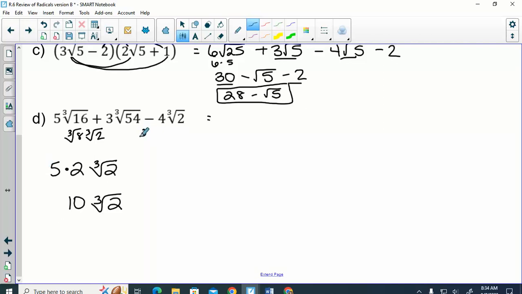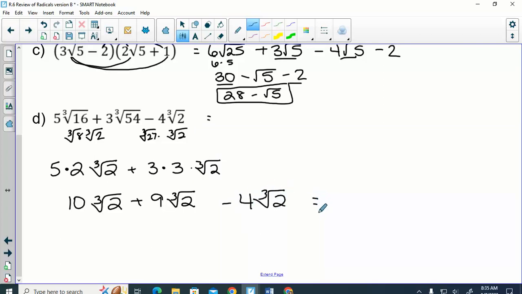Alright, cube root of 54. Can we break that down? 27 and 2. Cube root of 27 is 3. We already had 3 out there. So we get 9 cube root of 2. And last one, 4 cube root of 2. Can we reduce that? No.